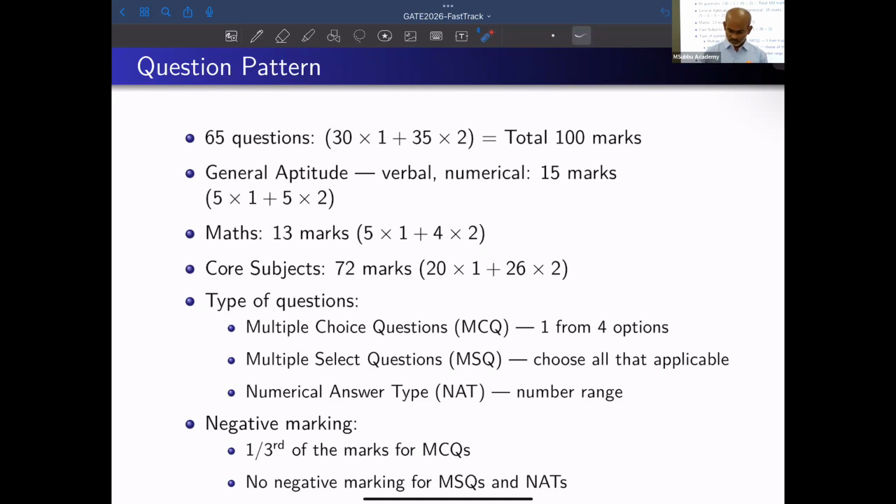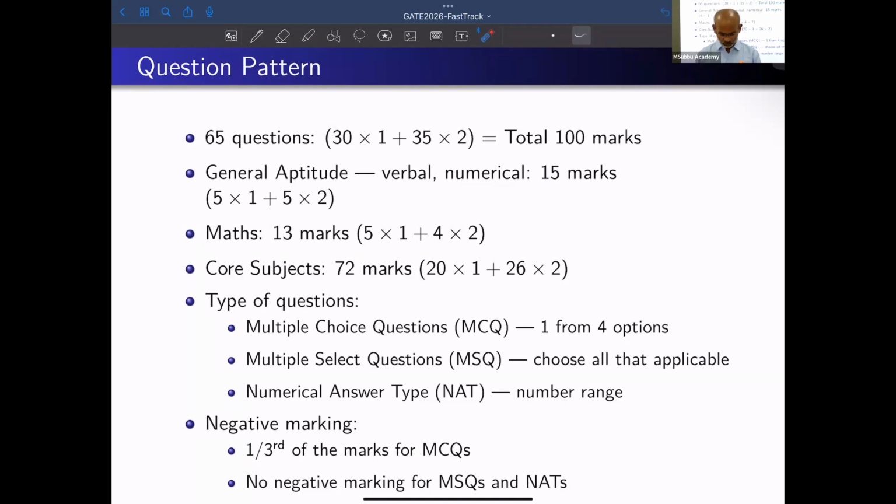Earlier, prior to 2010, there was no general aptitude. Up to 2009, it was simply the core subjects, including mathematics. There was no general aptitude part. Right from 2010 onwards, we are having general aptitude, and we have rigorously worked it out.